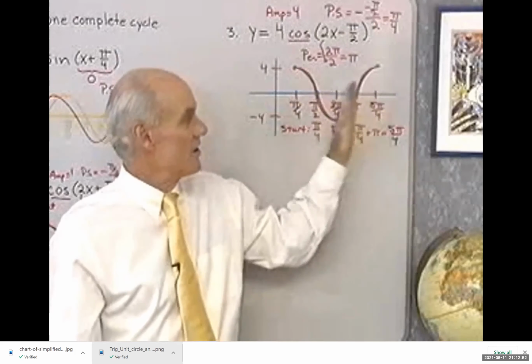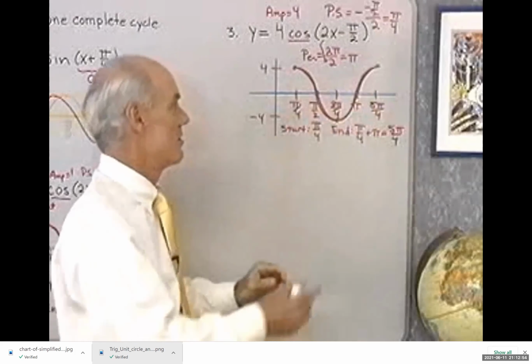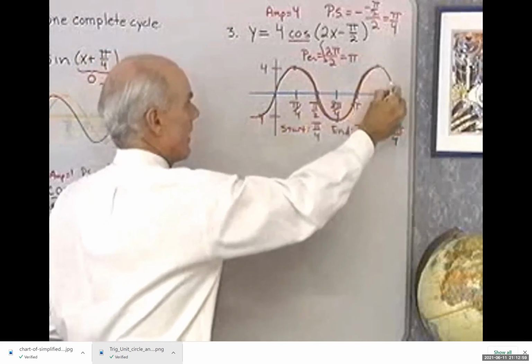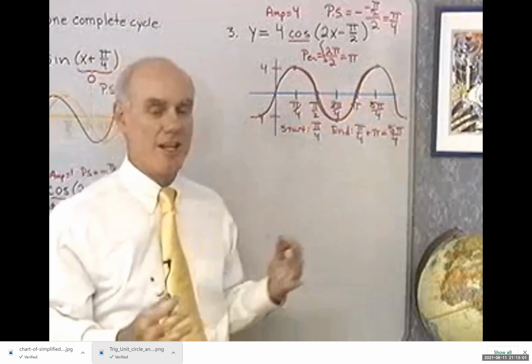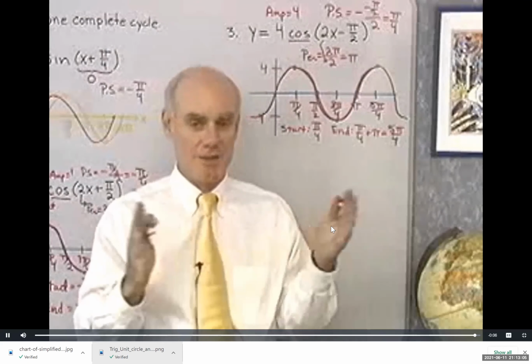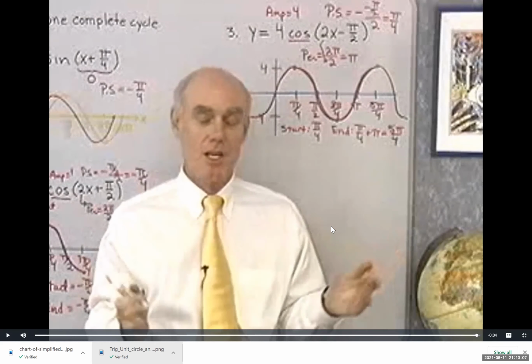Now, if I wanted to extend this graph in either direction, it would be very easy to do that. I could just come back here like this, come down like this, and I can extend that graph as far as I want in either direction. Once I have one complete cycle, I have as many cycles as I want. However, you can extend it when they don't give you any interval.